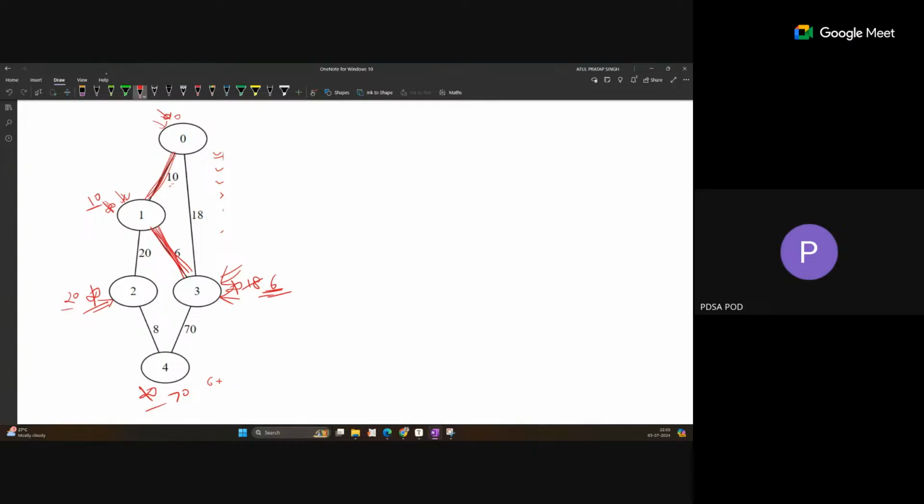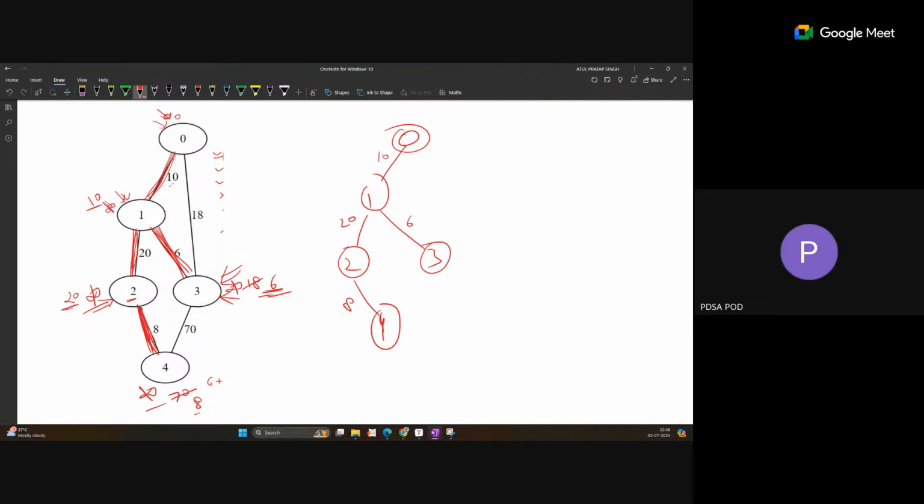When you are picking this 2, where are you getting this 20 from? From 1, so this edge will be selected. Now from vertex 2 you have the edge with 8, and the previous distance is 70. This 8 is smaller, so this 8 will be considered. Now only one node is remaining. Where are you getting this 8 from? This edge, from this parent. Finally you can see the vertices 0, 1, 2, 3 and 4 connected by edges 10, 6, 20 and 8. So this is the spanning tree for this graph.